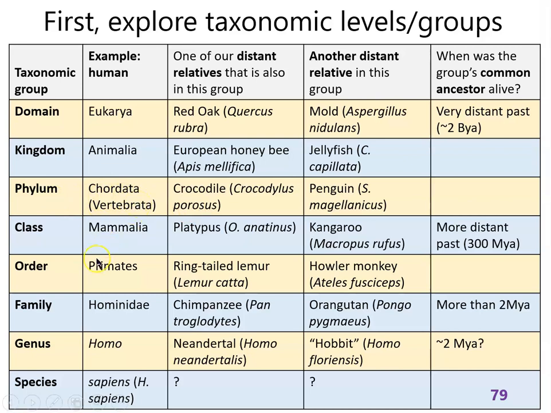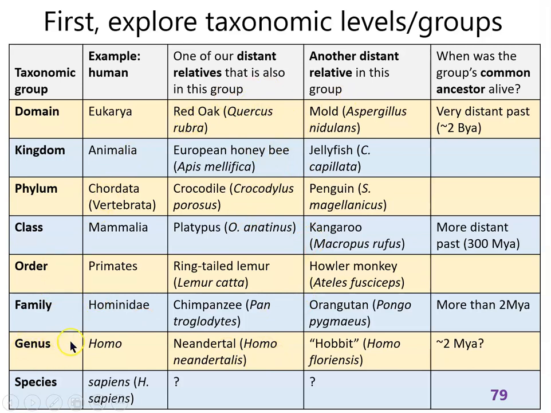Another example, in the domain Eukarya, these are all organisms whose cells have nuclei and organelles. And so within that same domain, we have plants like a red oak tree and fungi like a mold. This Aspergillus makes the aflatoxin that gives people liver cancers. So that's the thing to look at: as we go into smaller and smaller groups, our distant relatives get closer and closer to us.